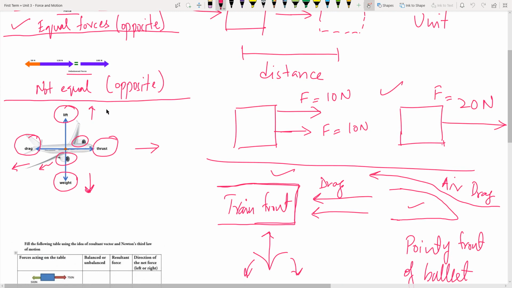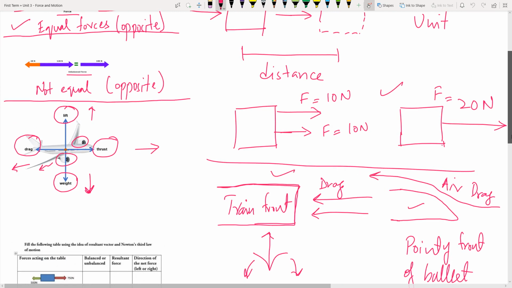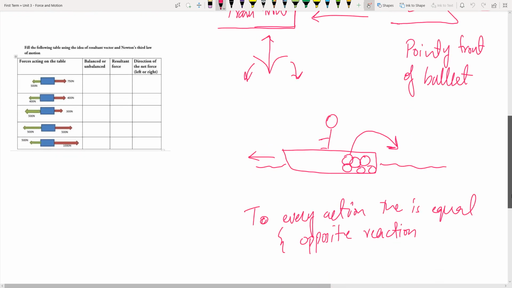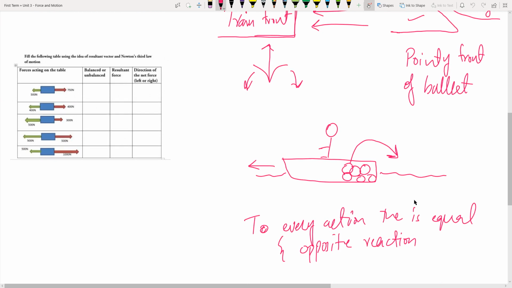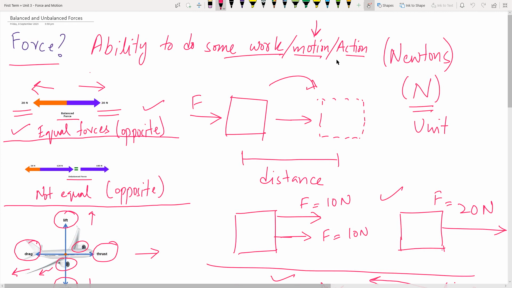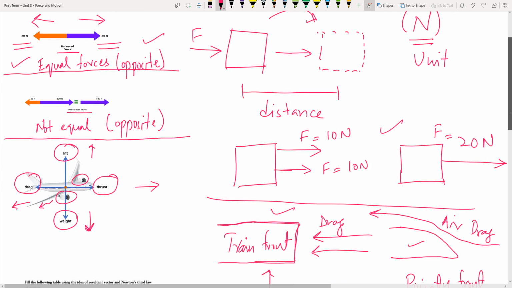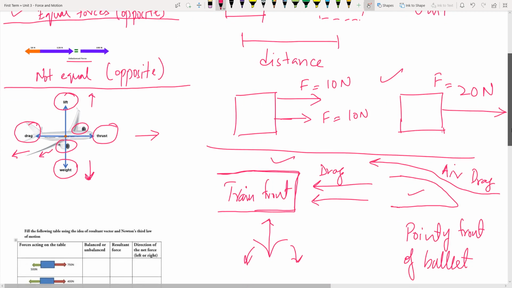As we go faster, the drag is going to increase. And why is it going to increase? Because we just discussed that to every action there's an equal and opposite reaction. And when we talk about action, we're talking about force, right? That's what Newton's third law of motion, or Newton's law of force, describes.